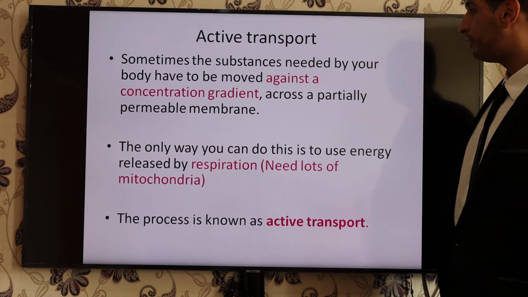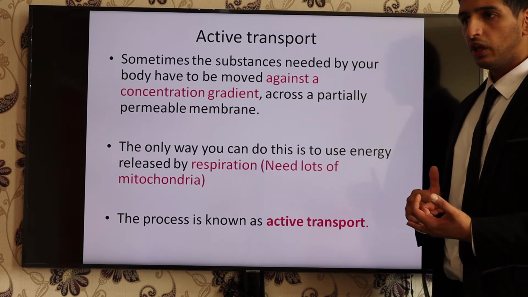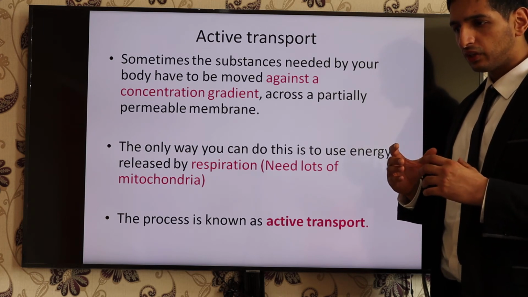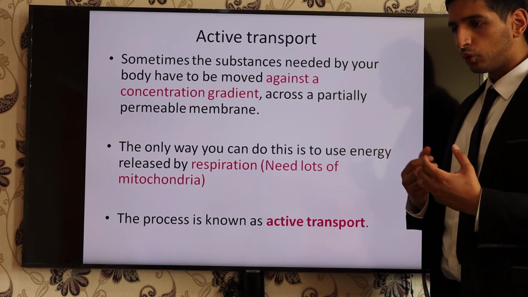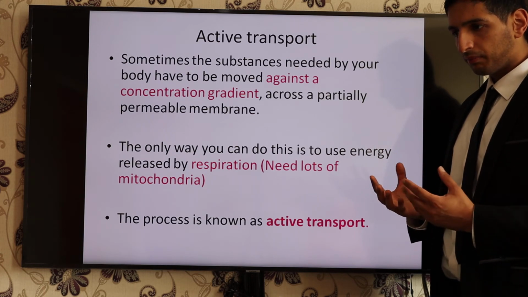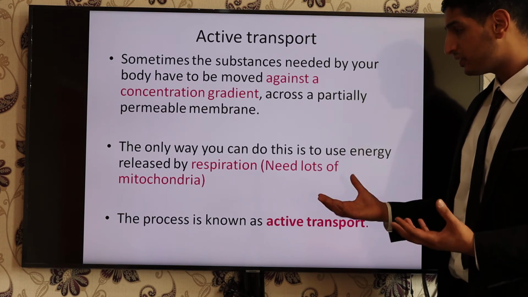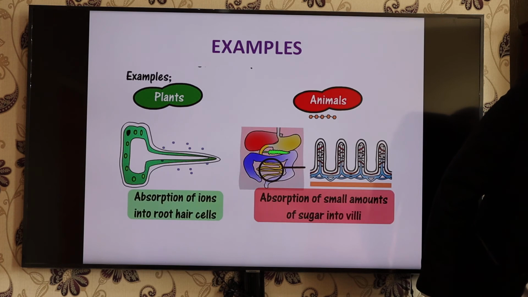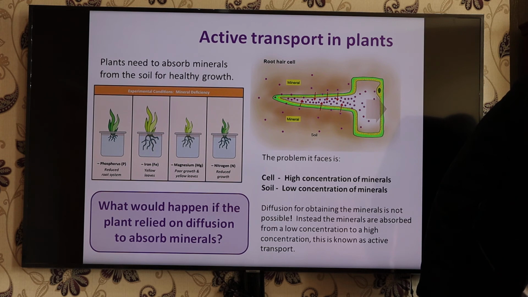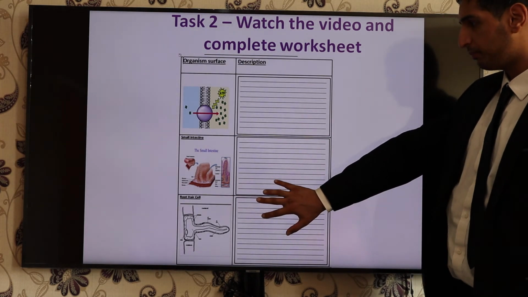Okay, so here's some more information. This occurs in the small intestines, where we try to get as much glucose absorbed as possible. It happens within the root hair cells, where sometimes mineral ions like magnesium are left out and they have to be brought in from a low concentration to a high concentration. So this is a very important process. Here are some examples of where it occurs. It happens in these two major examples.